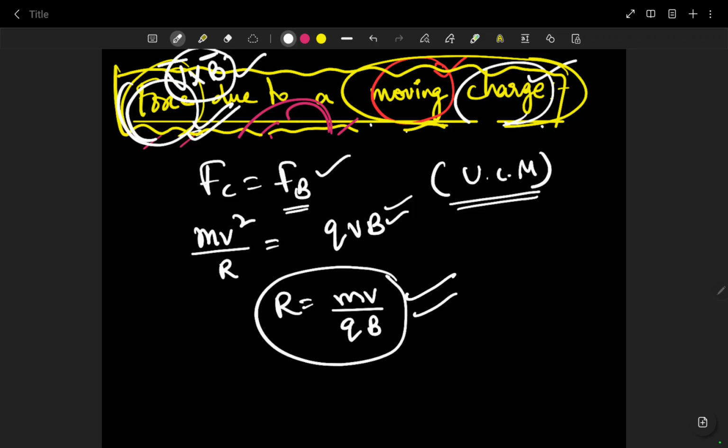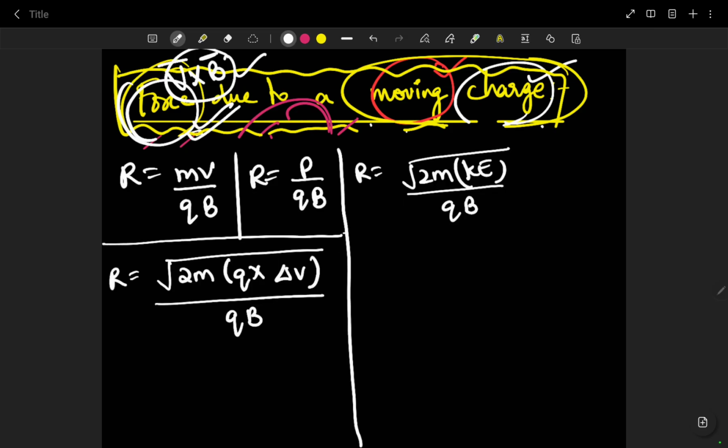This radius also remains constant because the force is acting towards the center of the large surface, right? So the radius also remains constant. It is mv by qB throughout. It's a very important formula, it helps us in solving a lot of numericals as well. So here you can see different formulas of radius. Sometimes in numericals you have different variables given to you, and you will have to end up finding the radius. So mv by qB is what you've just seen.